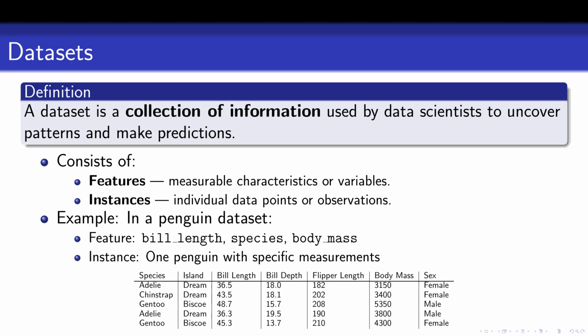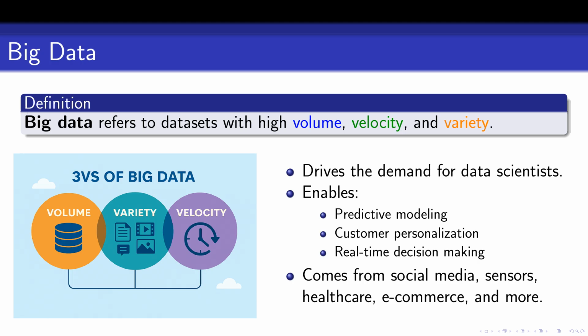A helpful example is a penguin dataset, where features might include bill length or body mass, and each penguin observed is an instance. Understanding the structure of datasets is crucial, because it determines how we clean, analyze, and model the data later in the process. It's this structure that allows data scientists to extract meaningful insights from what would otherwise just be a table of numbers. Now let's talk about big data.